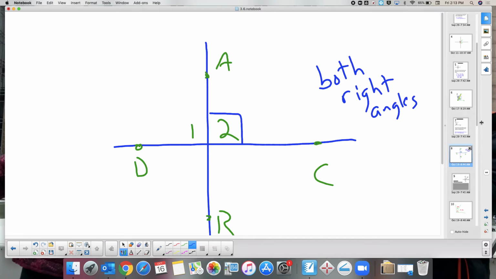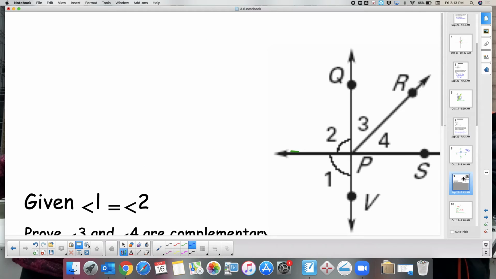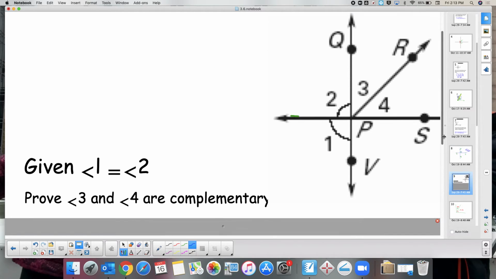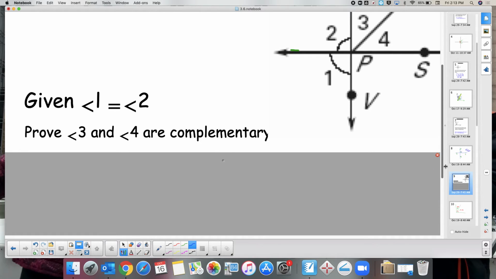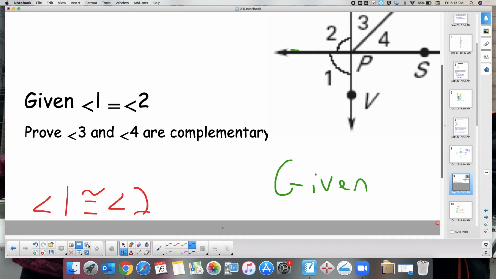Bring us to example 2. Now, example 2 is a proof. You are not going to have any proofs on your test in this chapter. However, I did put one in here just to kind of review because they are going to come back up in chapter 4. In example 2, it says, given that angle 1 is equal to angle 2, prove that 3 and 4 are complementary. So, as in all proofs, we start with a given. Angle 1 and 2 are given. Or angle 1 and 2 are congruent.